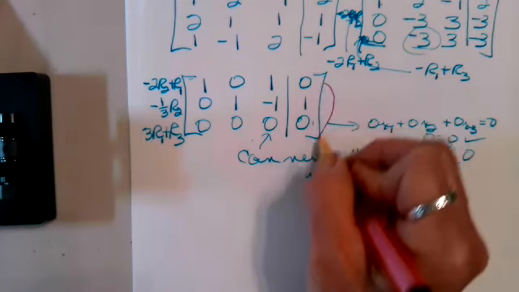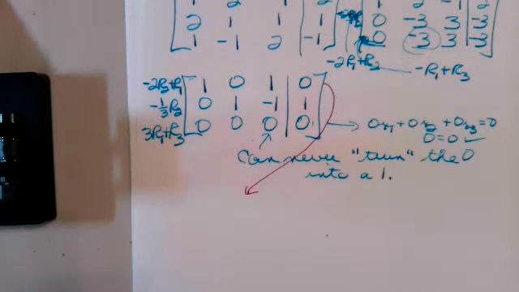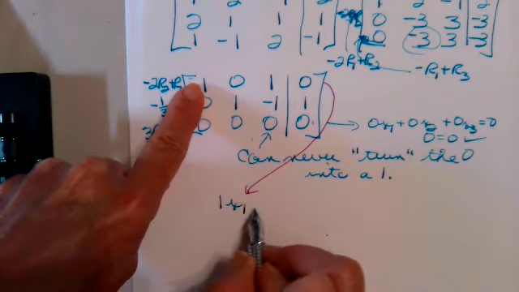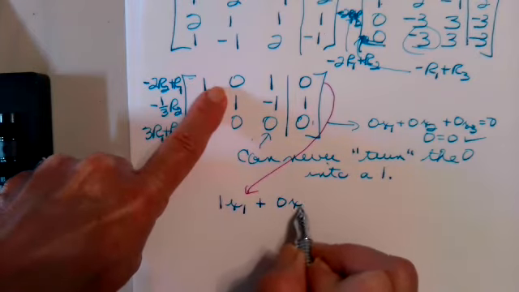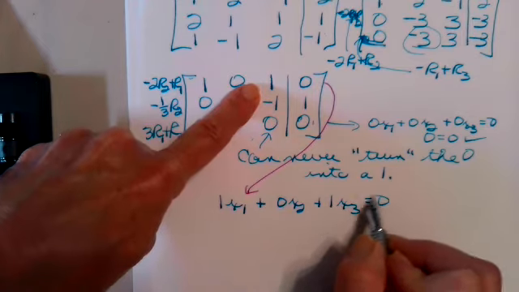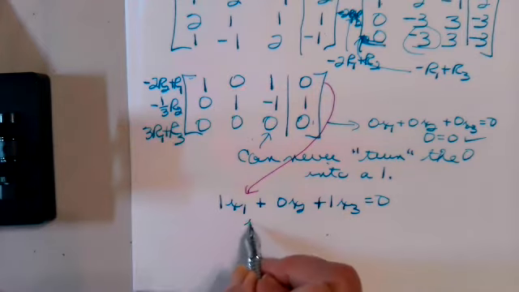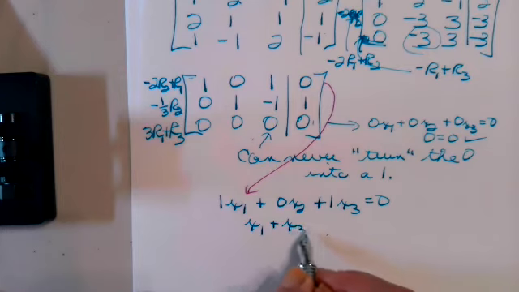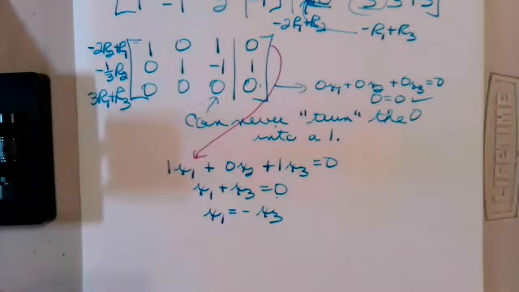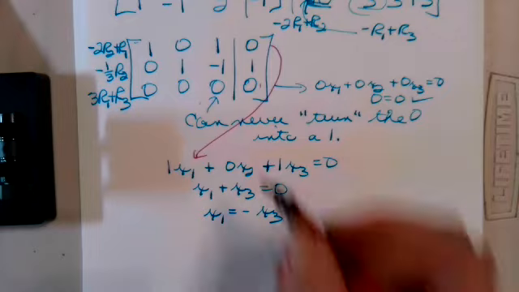For this one, when I translate back, it says 1 times x1 plus 0 times x2 plus 1 times x3 equals 0. So what that says is x1 plus x3 equals 0. So x1 is minus x3. And let's translate this other equation.